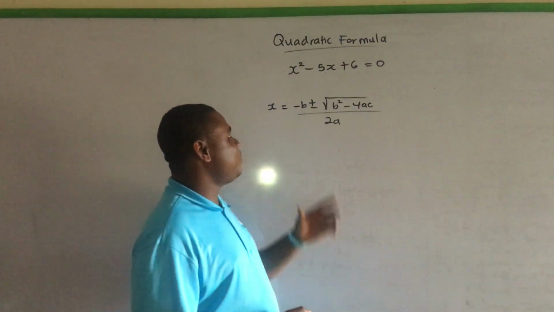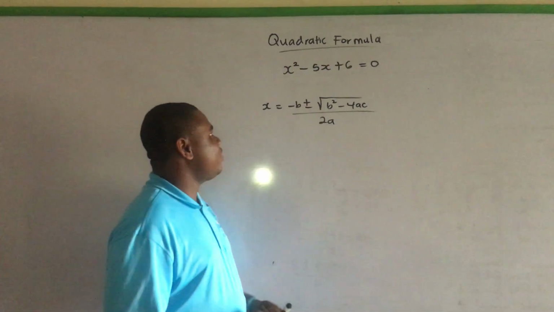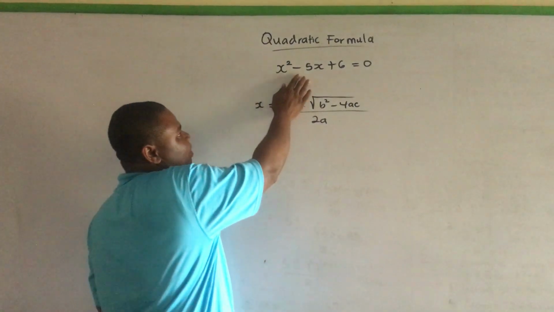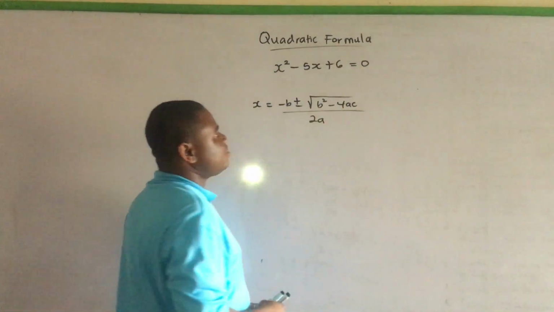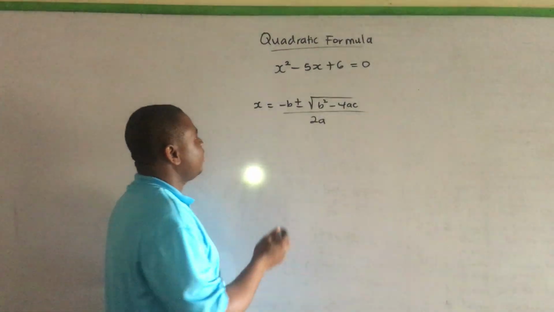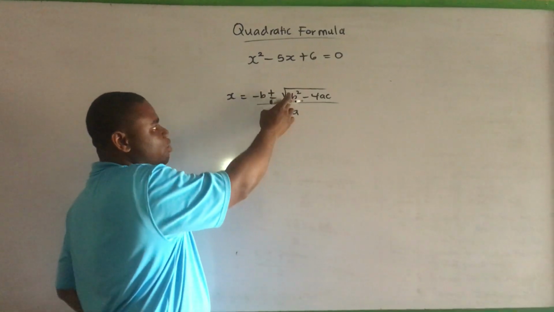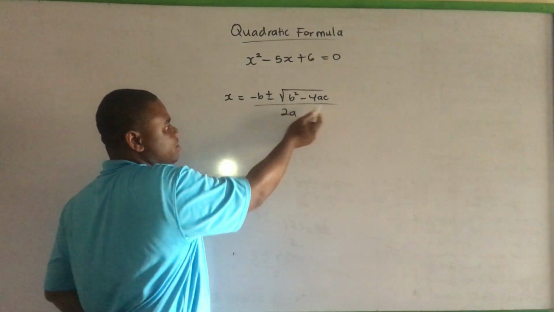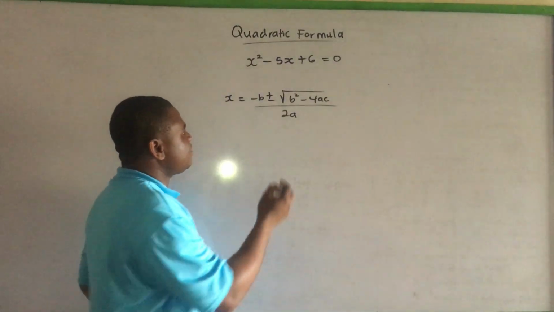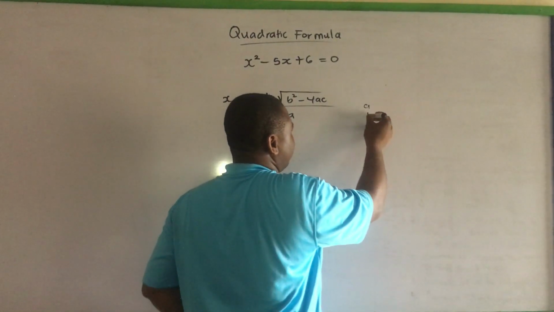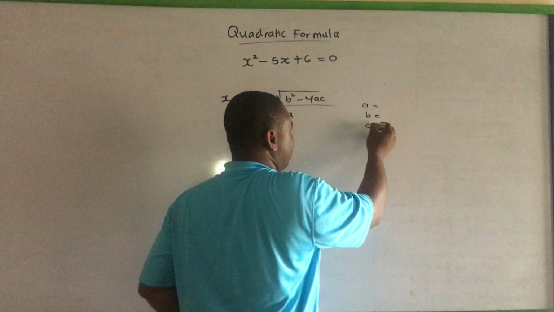Today our main focus will be on the quadratic formula. Now in this case we have x squared minus 5x plus 6 is equal to 0. And the quadratic formula says that x is equal to minus b plus or minus square root of b squared minus 4ac, all over 2a. In this case we have a, we have b, and we also have c.